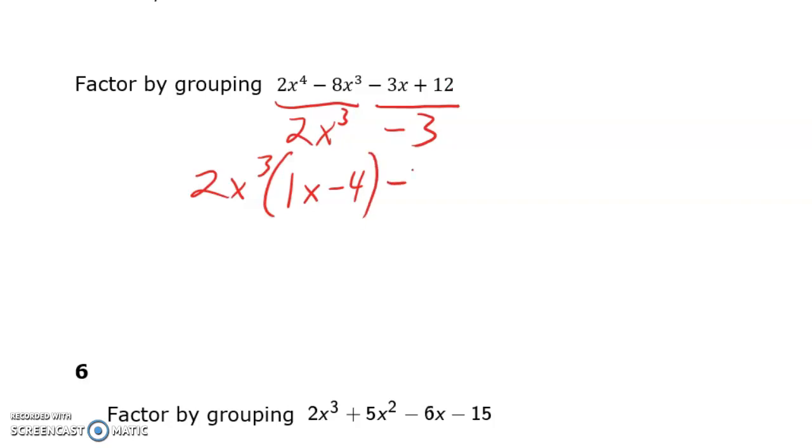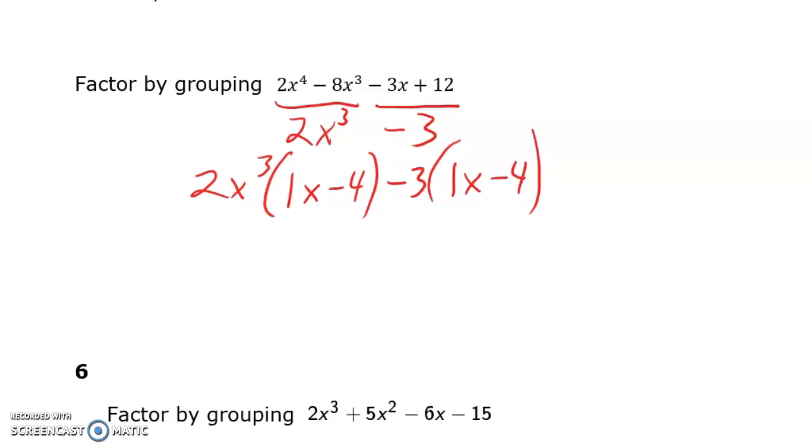So then we're going to do our negative 3. And if we did it right, or if it's going to work, it should end up being 1x minus 4. So let's see. Negative 3 divided by negative 3 is 1, and there's an x left. 12 divided by negative 3 is negative 4.